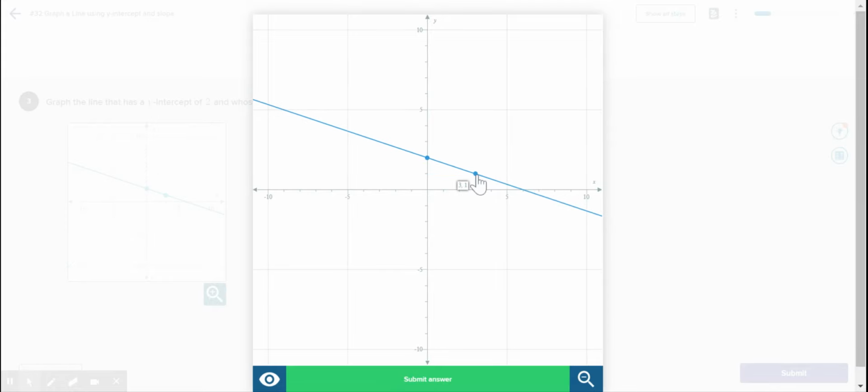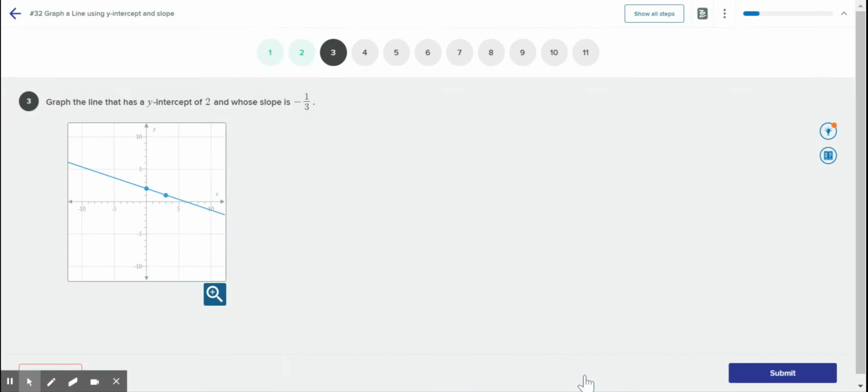So zooming in really does help. Okay, so I think that's right. I'm going to zoom out just to double check that I remembered my y-intercept was 2. There it is at (0, 2). And the slope is negative. See, it's going down as I go from left to right, down 1 to the right 3. All right, looks good. I'm going to submit it.